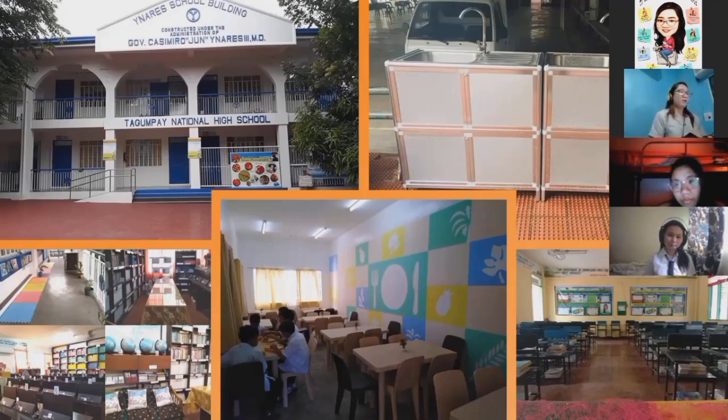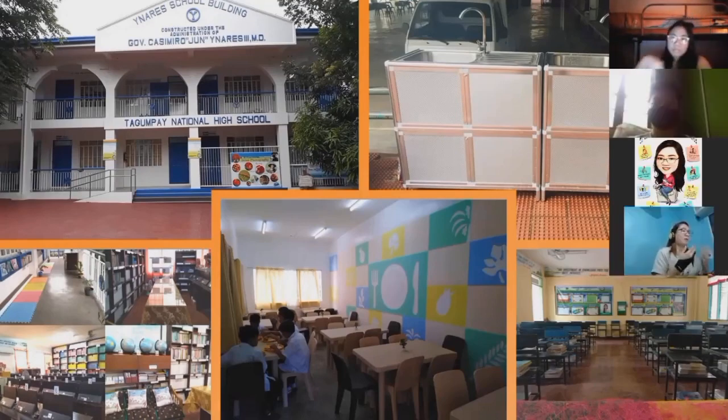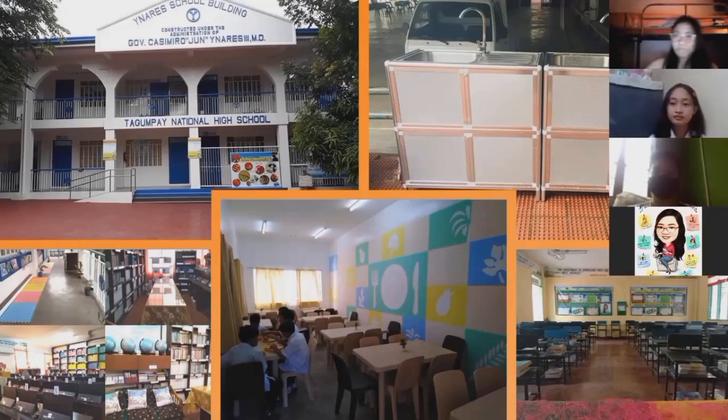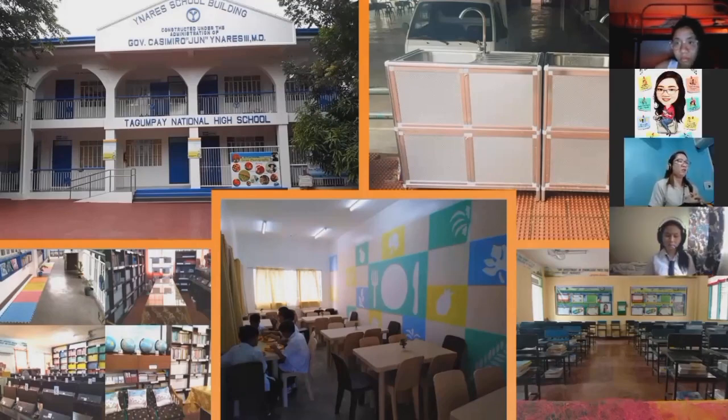Now, I want you to tell me what do these pictures have in common? Aside from they are our school facilities or the places where students gather in our school, what do they have in common? Yes, Hannah? Ma'am, they have different shapes, ma'am. Okay, they all have different shapes. And what shape is common in these five pictures?